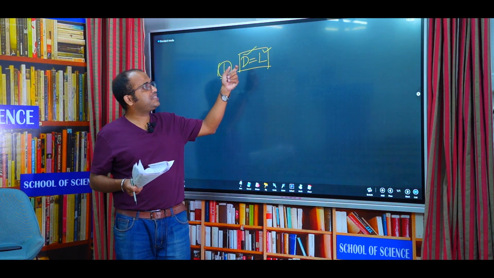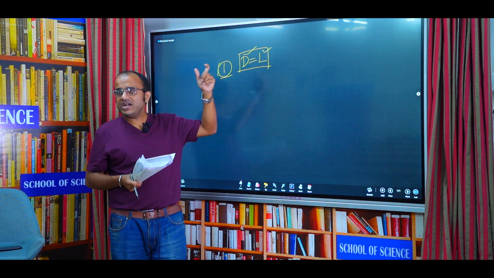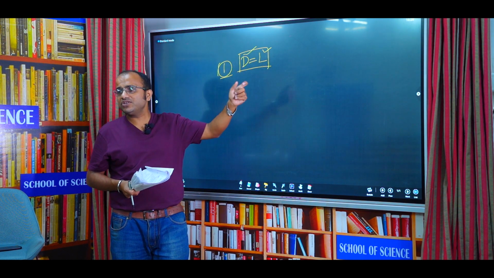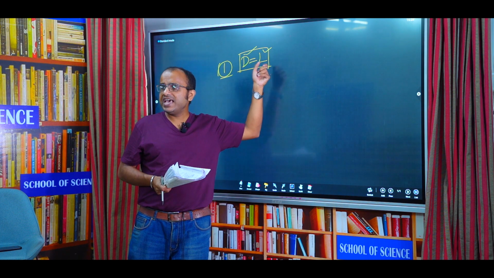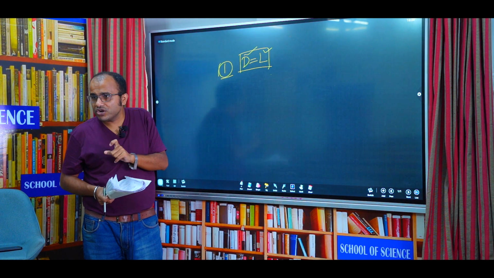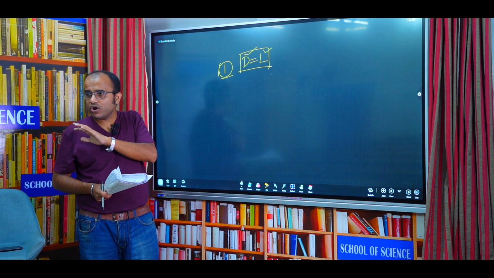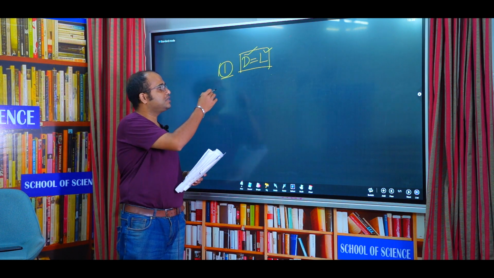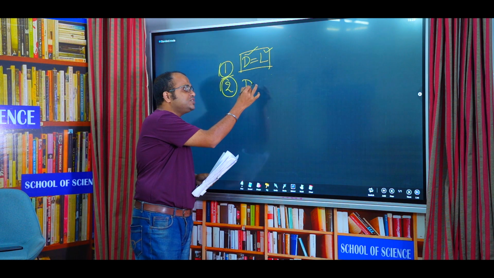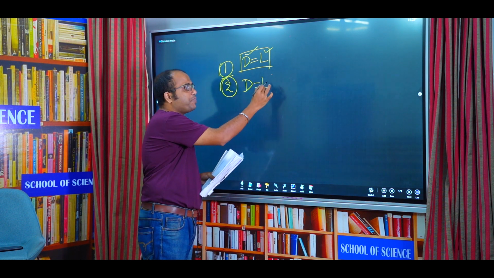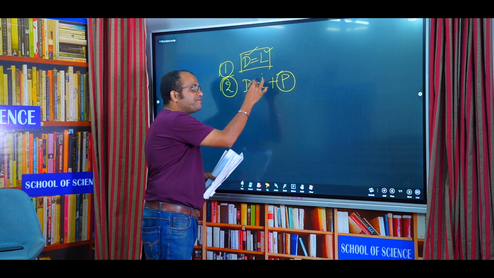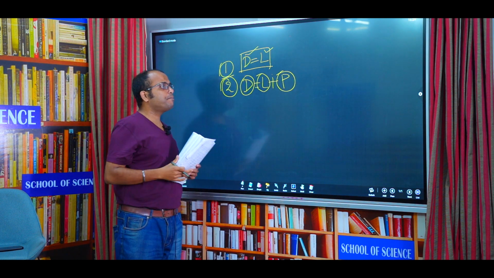So the formula is that if any pole or stationary object is there, then distance is always equal to the length of train. D means distance, L means length of train. This is the first formula. We are not considering the thickness of the pole or the stationary object. Number two: distance is equal to the same length L plus P. P means platform length.